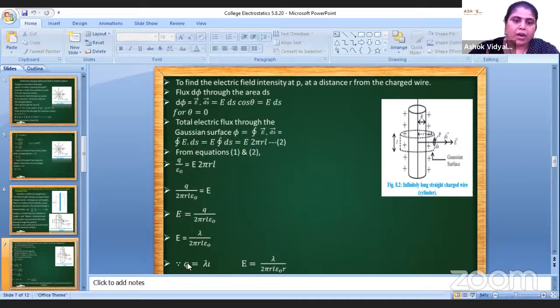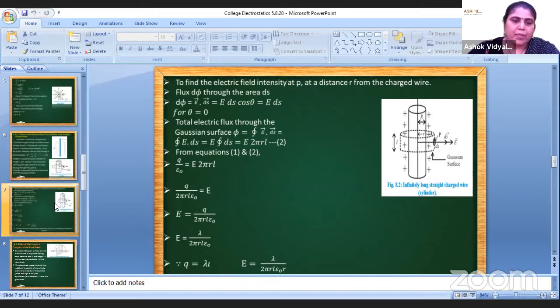Again we have lambda equal to q upon L, therefore q is equal to lambda into L. Putting this value of q in terms of lambda, we get E equal to lambda divided by 2 pi r epsilon naught. Finally we got the equation E is equal to lambda divided by 2 pi epsilon naught r, and this is the equation for the electric field due to a long charged wire.